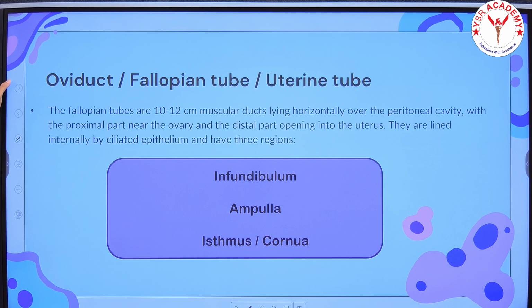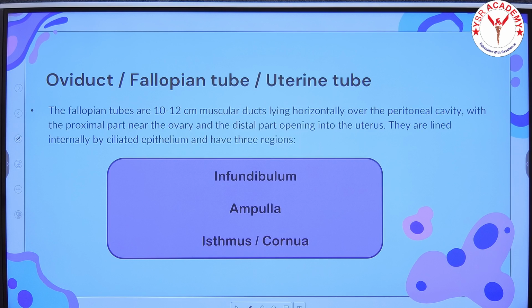Now students, move on to the next part. We have discussed all about the ovary. Now moving on to the oviduct, fallopian tube or the uterine tube, one and the same for all three names. Okay, now what are these? Basically, when we talk about the fallopian tube, or oviduct rather.